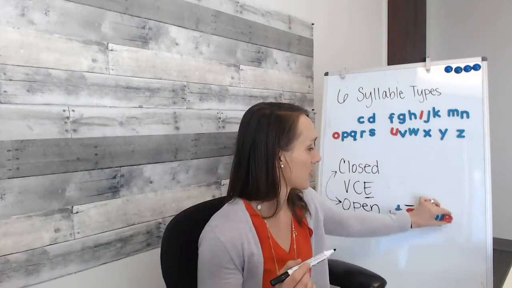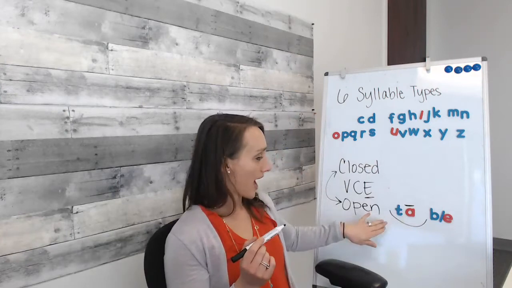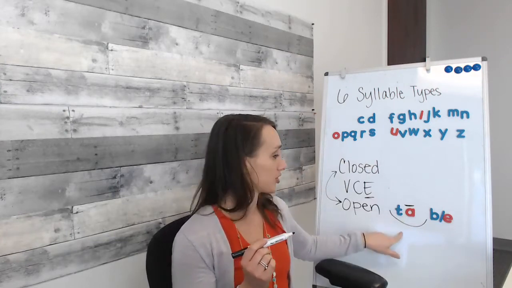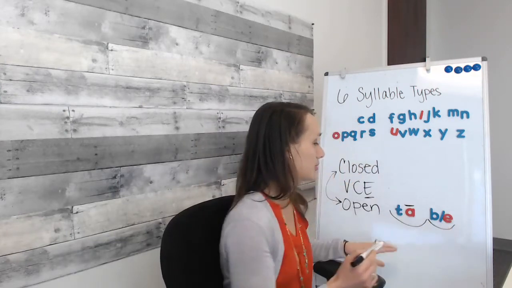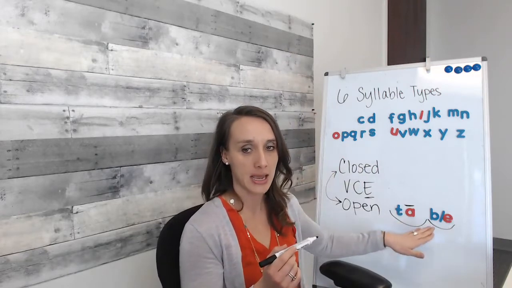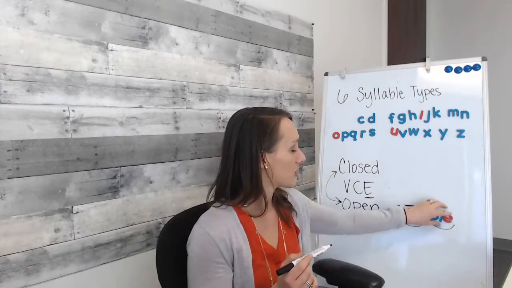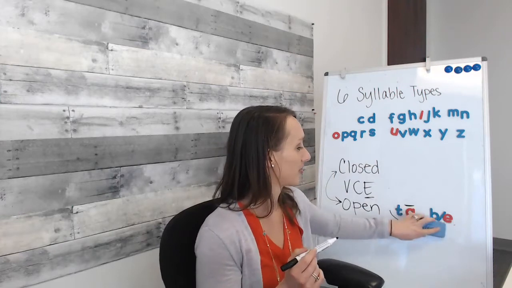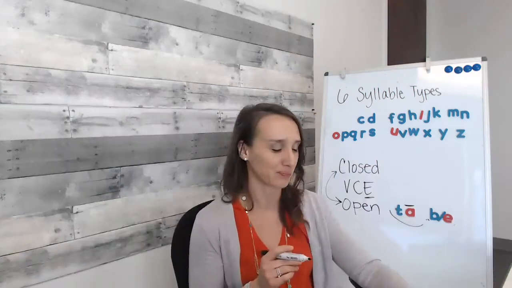This is going to be L-E, so where'd that E go? Right there. What happens is as we get multiple syllables, they're going to combine together with other syllable types. Here we've got table. So again, that open syllable is just left free and open to say its name.